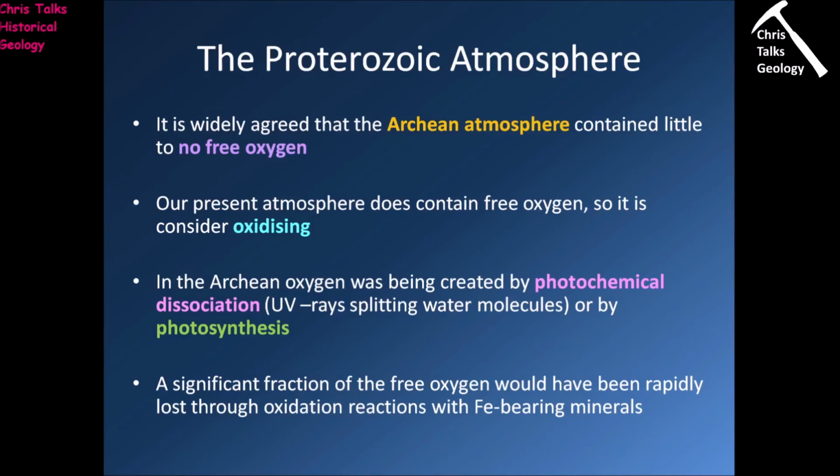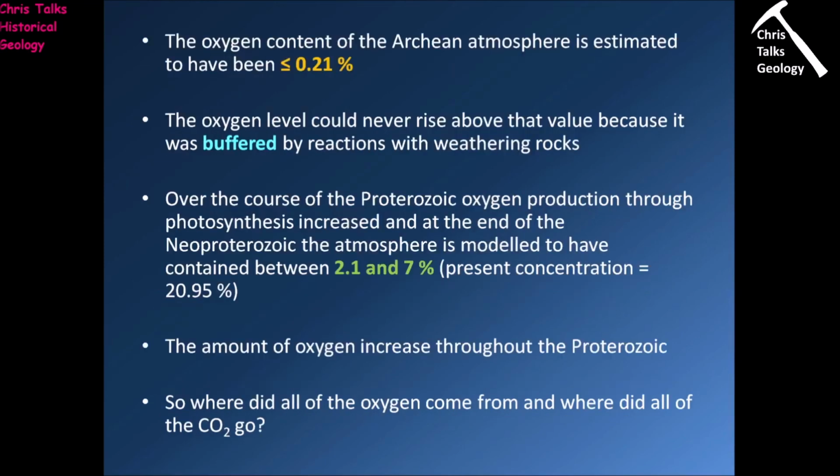When oxygen was produced by either photochemical dissociation or photosynthesis, it would very rapidly have been stripped from the atmosphere. The oxygen would have been produced, and very soon afterwards it would have been removed in a chemical reaction. So the oxygen in the atmosphere couldn't build up because it was instantly being removed the second it was created.